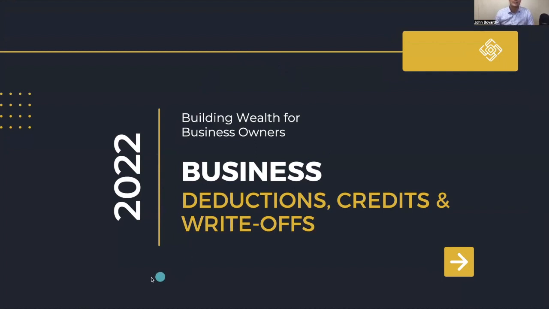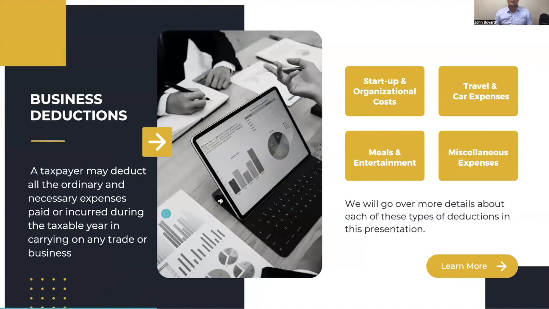So as far as business deductions go, really wanted to hit on 4 key areas. So the first area is the startup and organizational costs. Then you've got travel and car expenses, meals and entertainment. And then lastly, we'll wrap up with some miscellaneous expenses.